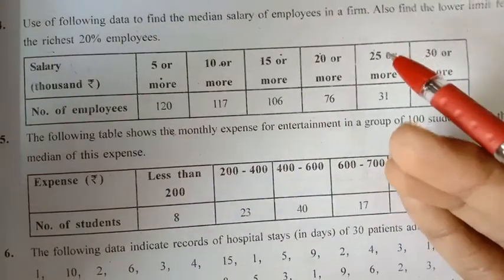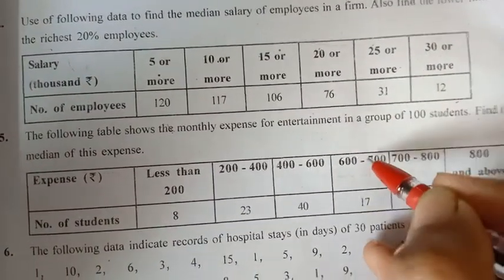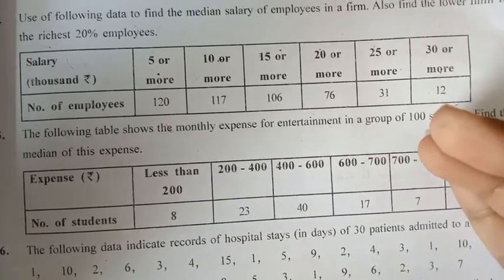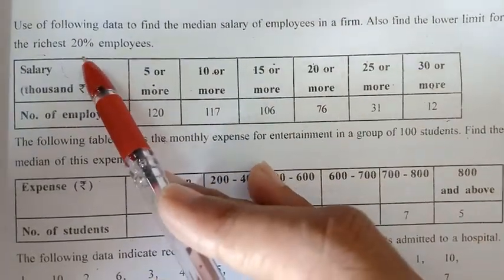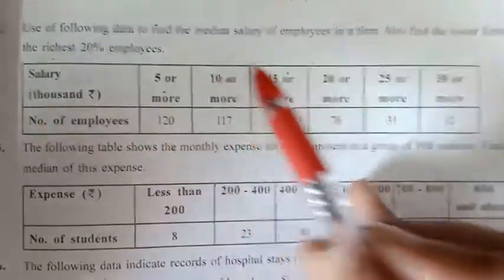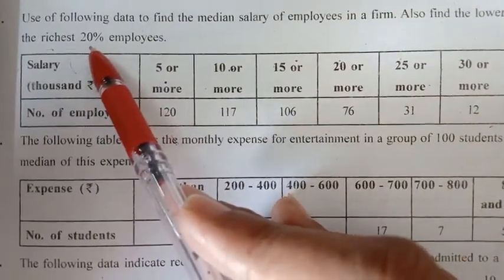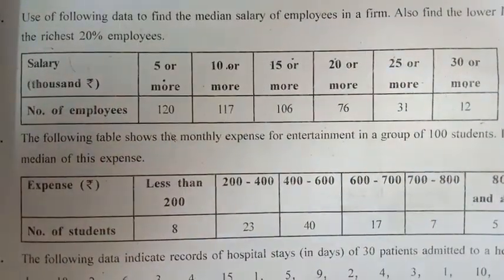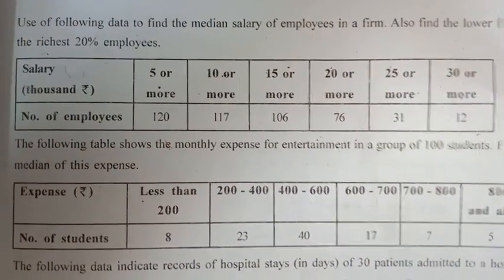Now, richest 20% employees, if we want to find, then we can find out less than that, right? That is 80% if we find. Why will we find 80? Because we want the top 20. So 100 minus 20 is 80. So if we find out P80, then we can deduct it from the value to find the lower limit for the richest 20% employees.